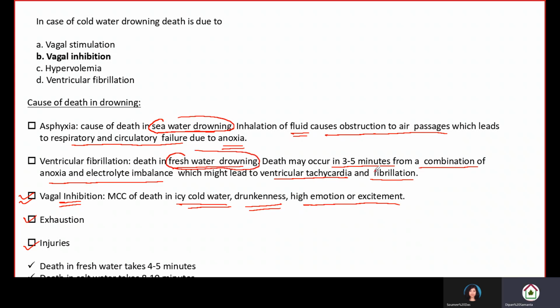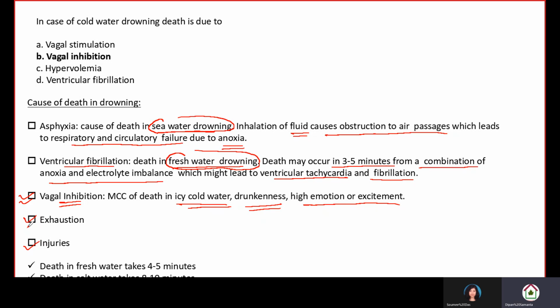Death may occur in 3 to 5 minutes from the combination of anoxia, that is absence of oxygen, plus electrolyte imbalance, leading to ventricular tachycardia and ventricular fibrillation. Next, vagal inhibition, like drunkenness, high emotions, cold water. Then exhaustion.